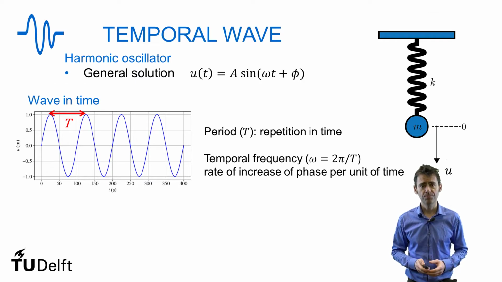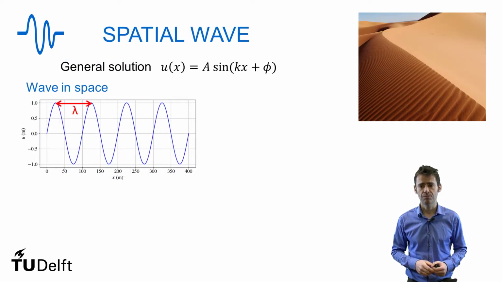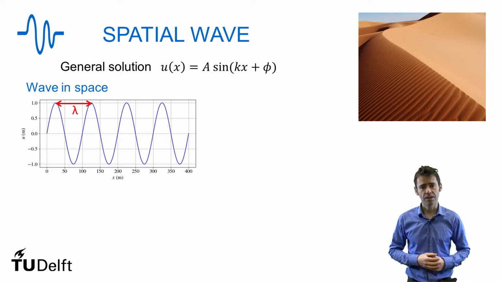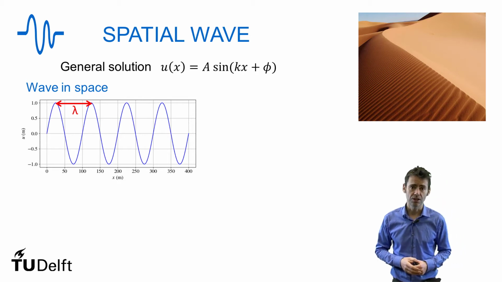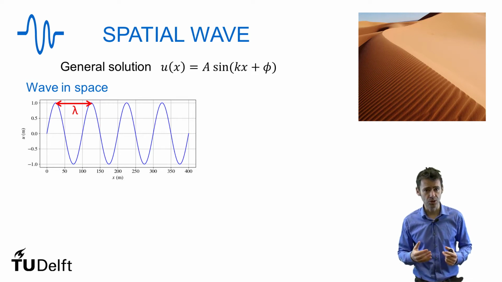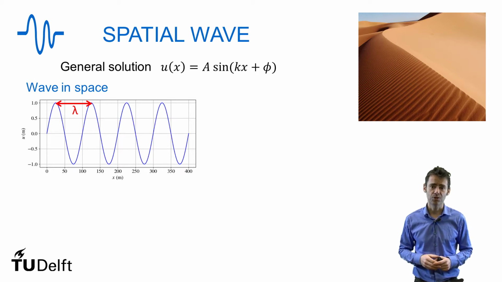Now similarly, you can also think about spatial waves. For example, in this sand dune, there's a spatial variation of the amplitude. These are small ridges that we can describe in a similar fashion. So for example, the general solution for a spatial wave is u of x. u is the amplitude, x is the spatial coordinate, and then it's quite similar. It's capital A times sine of kx plus phi.